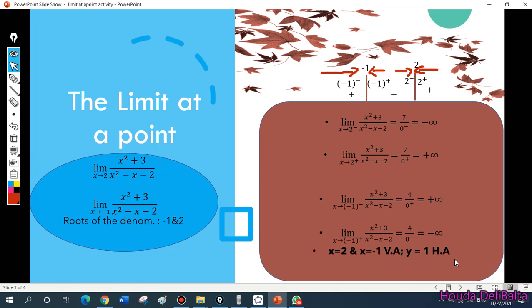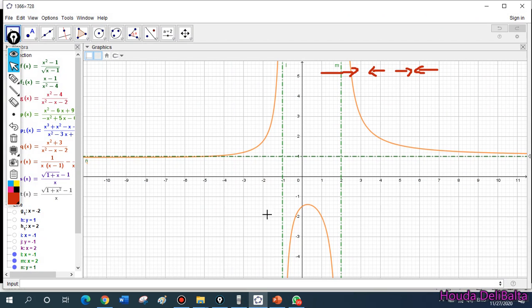Now what about the horizontal asymptote? If you look here, taking the highest power at infinity, it is going to be 1. So the limit as x approaches infinity is 1. That's why y equals 1 is the horizontal asymptote. And here is the figure of that function. Notice the vertical asymptotes at minus 1 and at 2, and the horizontal asymptote y equals 1.